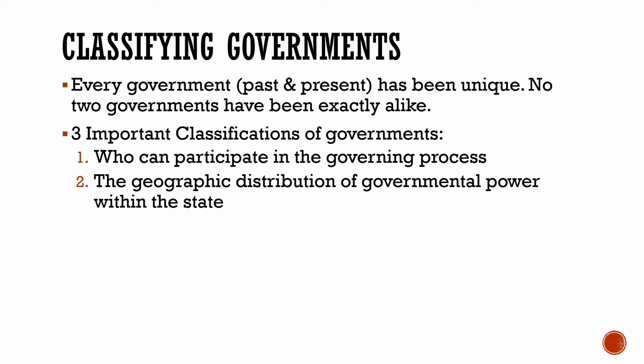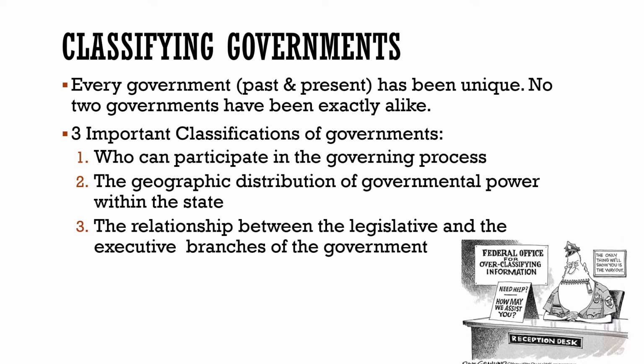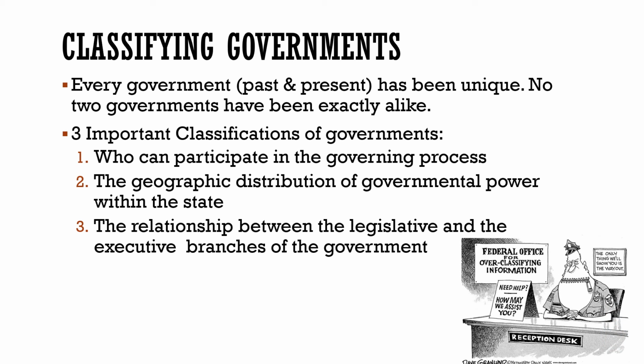Next, the geographic distribution of governmental power within the state. How is power being distributed? Is it all in one location, maybe in a capital, or is it spread out? Then third, we have the relationship between the legislative and the executive branches of government. How do they interact? Is one more powerful than the other? Are they separate but equal? How do they interact with one another?